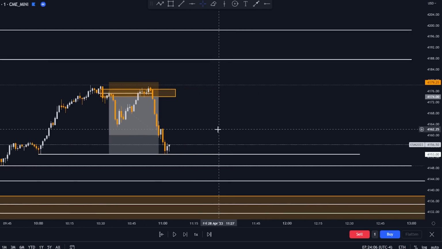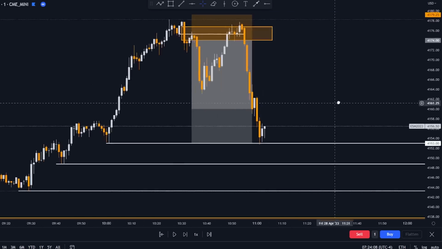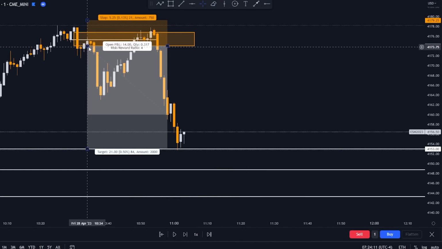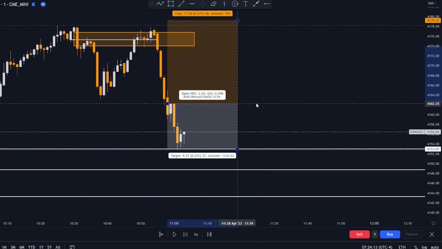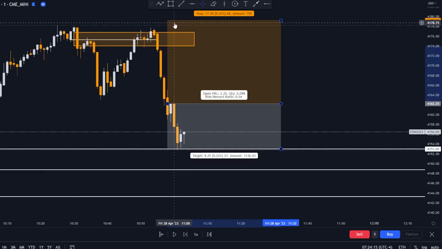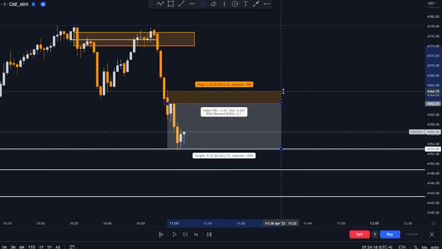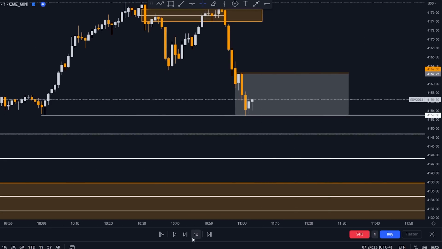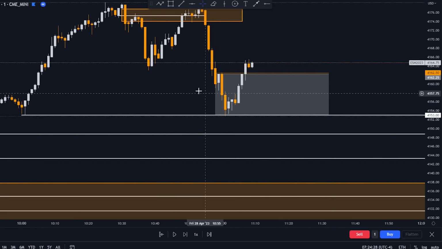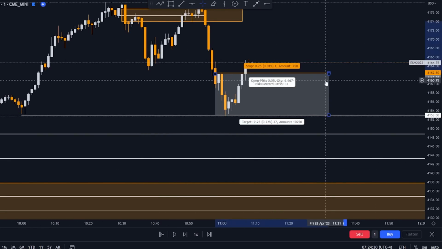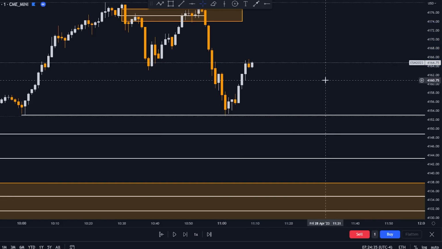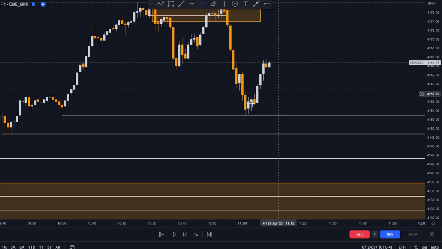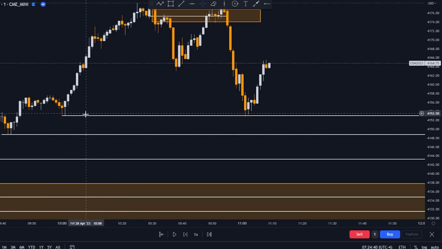And now we can see this order block right here. So you would want to put your stop loss on this level, because if the price is gonna drop even lower, it should not cross this high right here. So let's see. And we can see that it is going above this high.